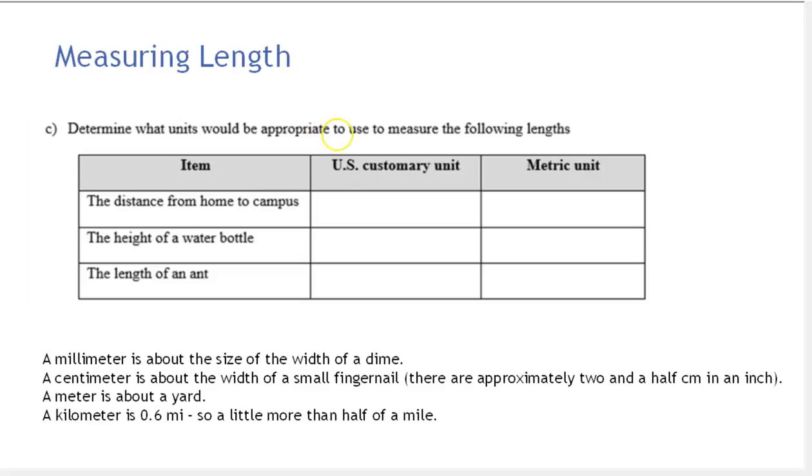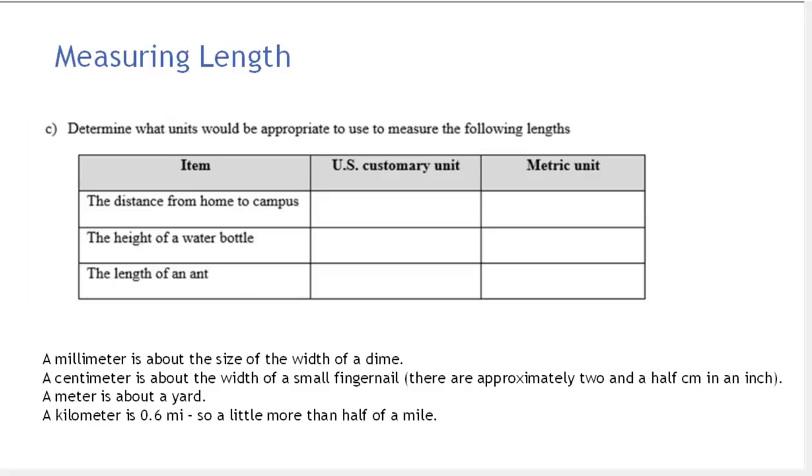Determine what units would be appropriate to use to measure the following lengths. Okay, so we're going to look at 1-dimensional lengths, and we're going to pick U.S. customary units and metric units. Now, it says which would be appropriate, so let's think about what that means. If you were going to measure your height, it's a length, it's a 1-dimensional measure, and you could measure it in miles, but it probably wouldn't be very useful. So you're some fraction of a mile tall.